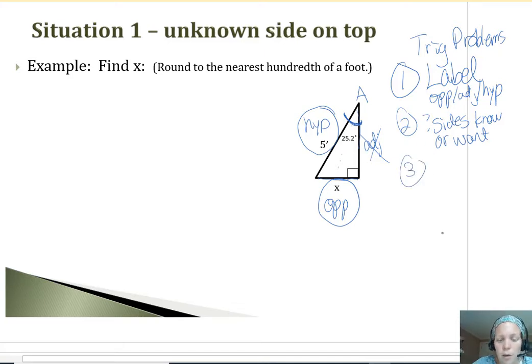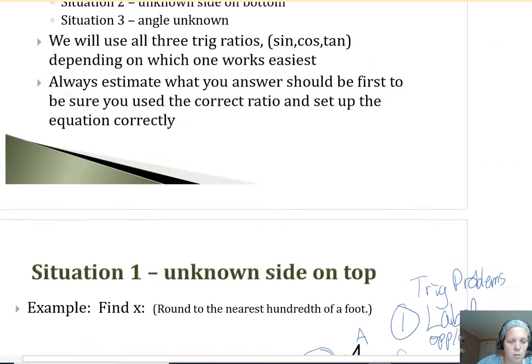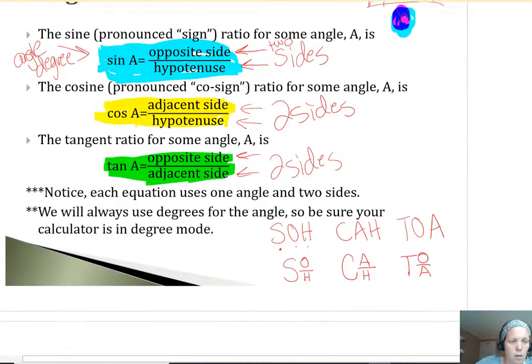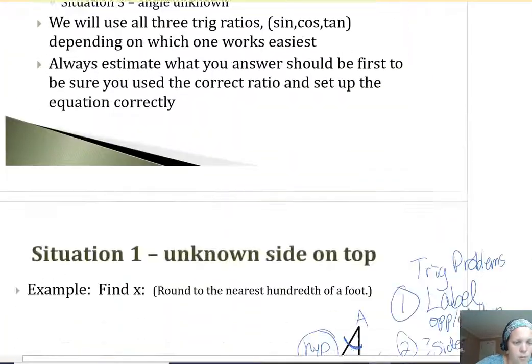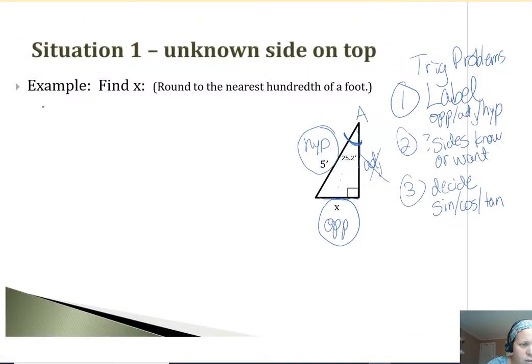Okay, and then step 3, this is where I decide if I am going to use sine, cosine, or tangent. Which one do I use? So the fact that I want opposite and I know hypotenuse means that I'm going to use sine. Opposite and hypotenuse is sine. Normally I'm just going to jot down this S-O-H. That's my SOH part of SOHCAHTOA. For this first couple though, I'm going to write out the whole thing.